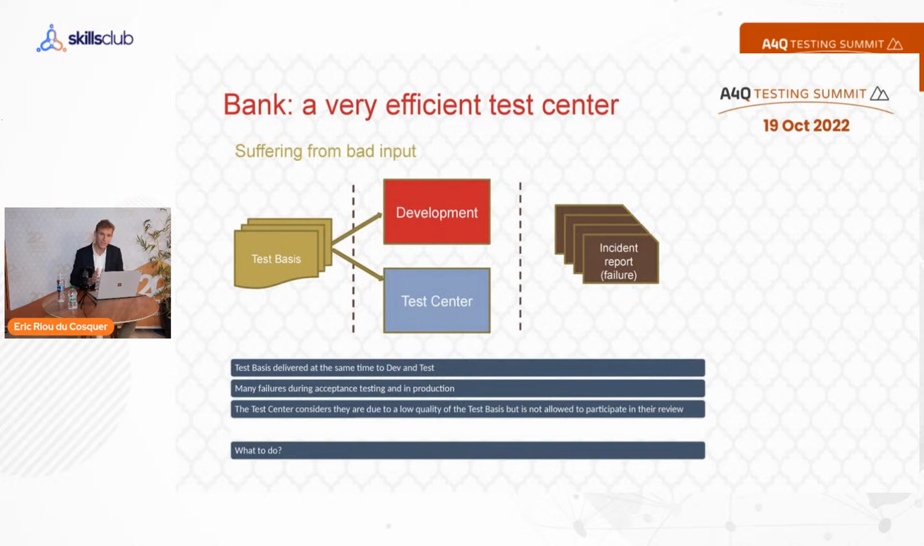We decided to organize in a very professional way a root cause analysis of the most important failures occurring in production. And the conclusion was so obviously showing that we had an issue with the quality of the test basis that the top level management agreed to change the organization and decided to involve testers and people from the test centers in the review of the requirements, of the high-level requirements, as early as possible in the project.